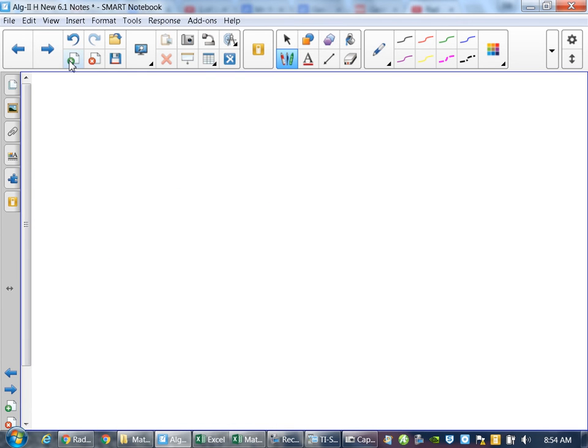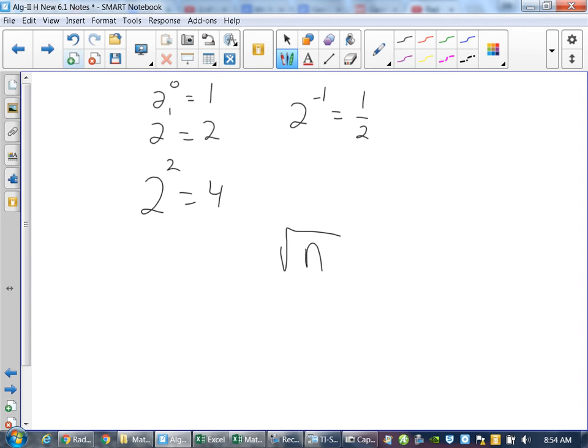Remember when we did this? We did 2 squared was 4, and then we said 2 to the first was 2, and then 2 to the 0 was 1, and then we said 2 to the negative 1 was 1/2, and so on and so on. Well, what's happening here is that when you have this nth root, a square root of n, when there's no value out in front, that means it's n to the 1/2. A square root is a half power.